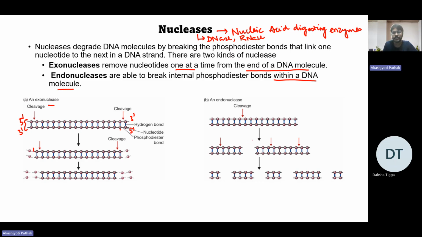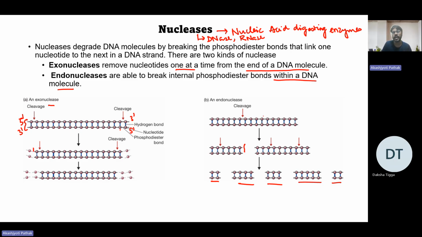Then what will happen? So, for example, this is your DNA molecule, and this is the site where your endonuclease is acting. So, the cleavage is taking place from the middle or from within the DNA molecule. The phosphodiester bond is getting broken, and as a result, you are getting different fragments of DNA. So, you are getting different sizes of these DNA fragments.